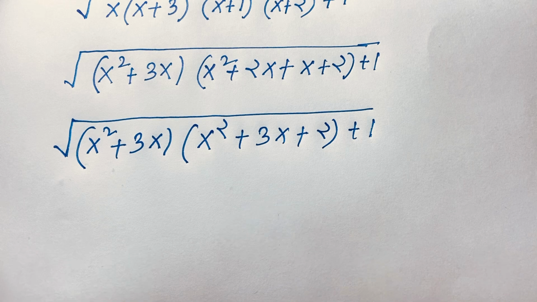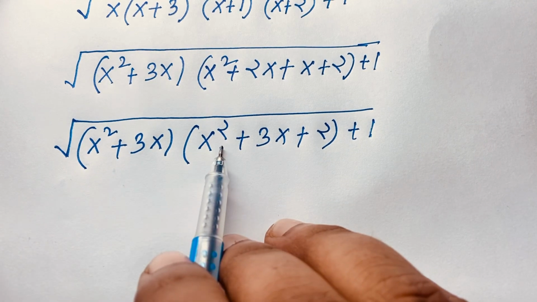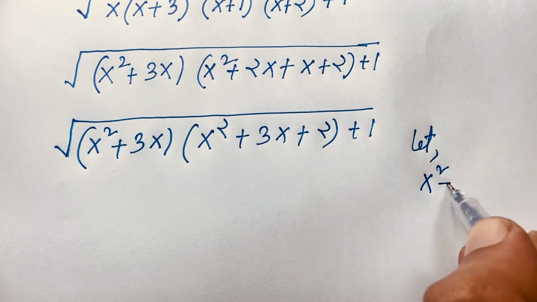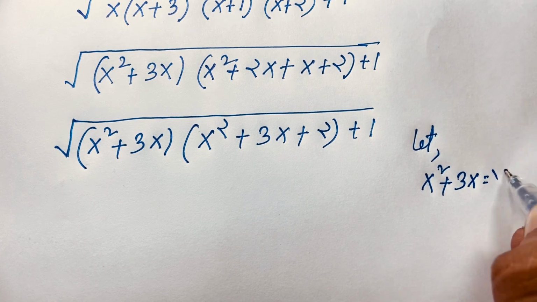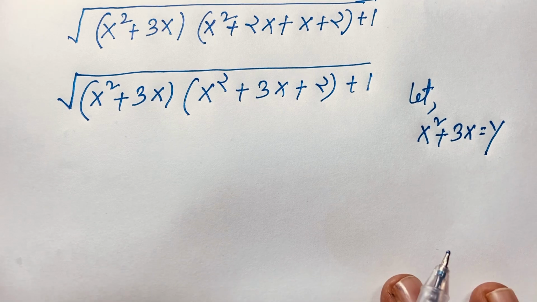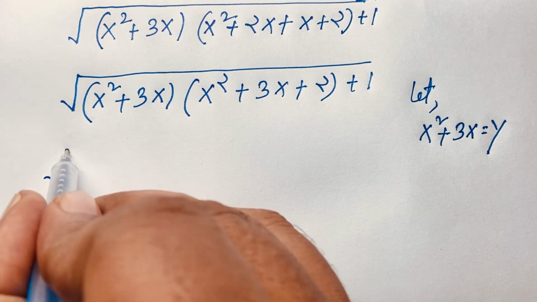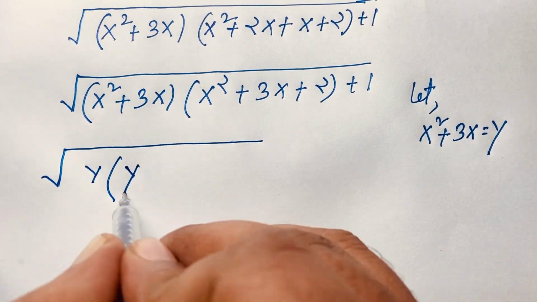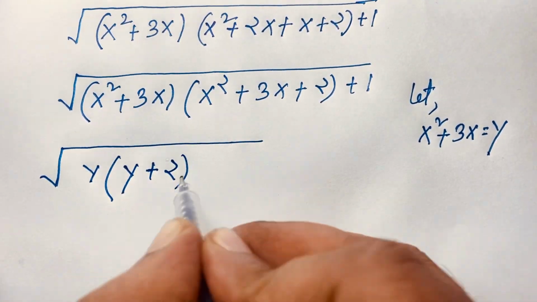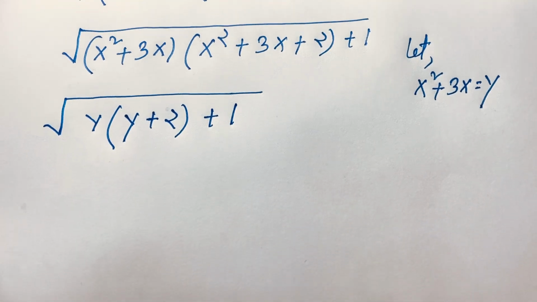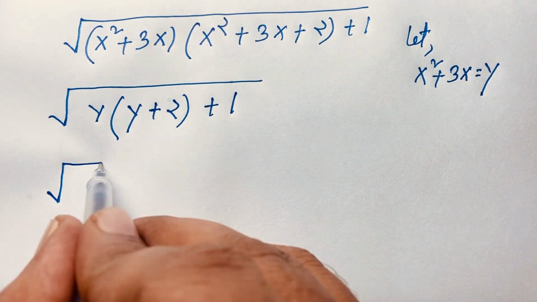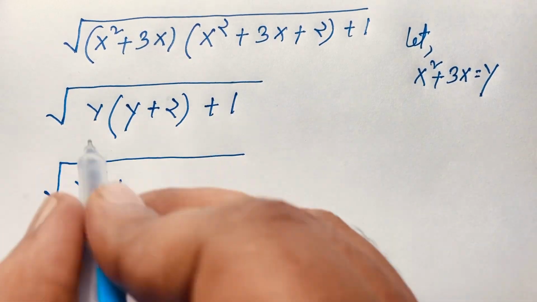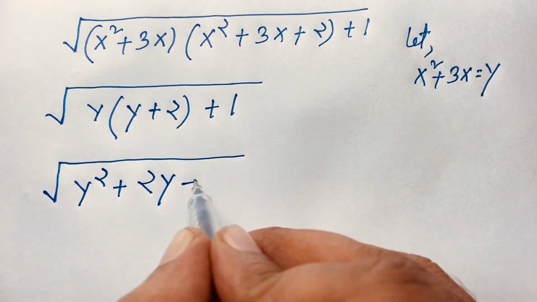Now at this moment, look, here is x square plus 3x, and this is x square plus 3x, so again let x square plus 3x be y. So let this be equal to y. Now under the square root, this is y, but here is plus 2, and this is plus 1. Now I can see it will be the square root of y times y, y square, 2 times y, 2y, plus 1.